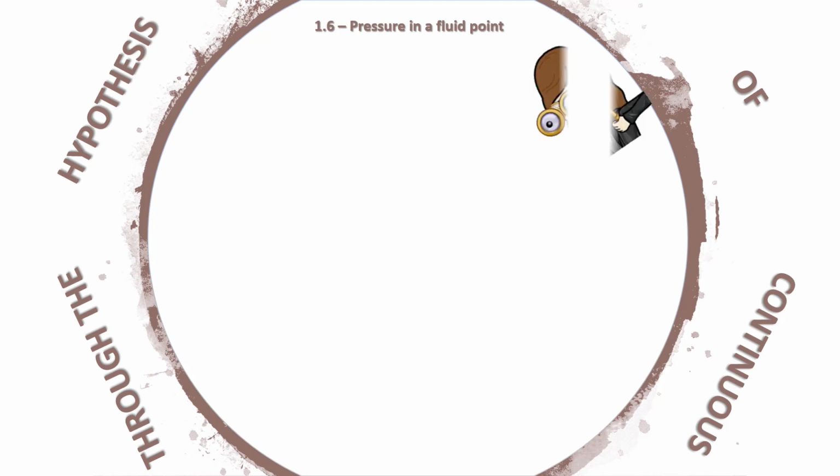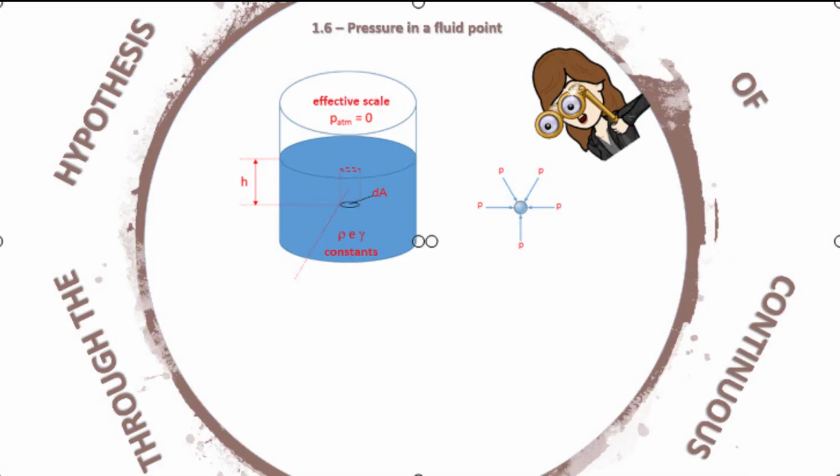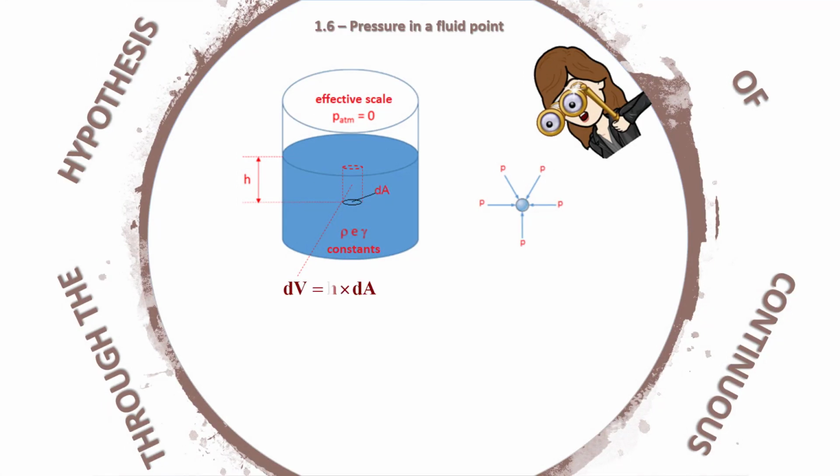Through the continuum hypothesis, we consider an incompressible fluid, that is, with constant specific mass and specific weight, which has a free surface and is subject to atmospheric pressure, which is null as we consider the effective scale. By the continuum hypothesis, the fluid point has an elementary area, dA, and is at a depth h. As the fluid point is at rest, it is subjected to pressure P in all directions. Over the fluid point there is an elementary volume dV that can be calculated by the product of the depth h with the elementary area dA of the point.